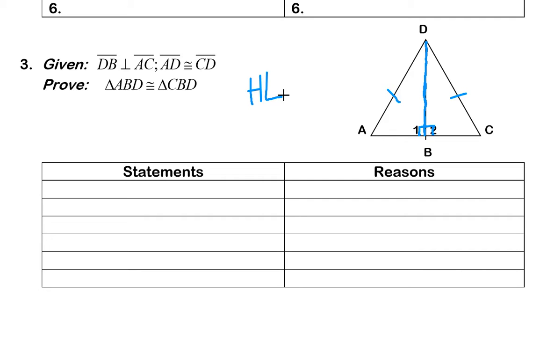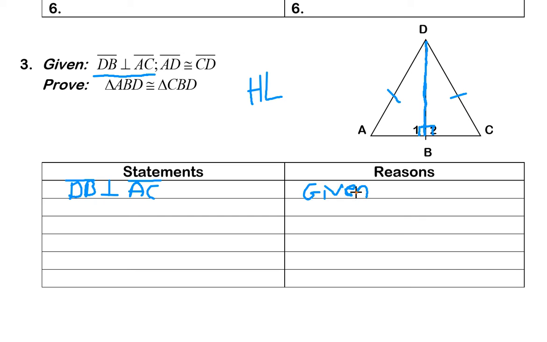Let's go ahead and start with our given statement. DB is perpendicular to AC. So with these ones, the ones where we have to use HL, they are a little bit more tedious because in your proof, you have to prove that you're dealing with right triangles in order to use hypotenuse leg. Okay, so you'll see what I mean here in a second. Let's go ahead and write down our first statement. DB is perpendicular to AC, and that is given.